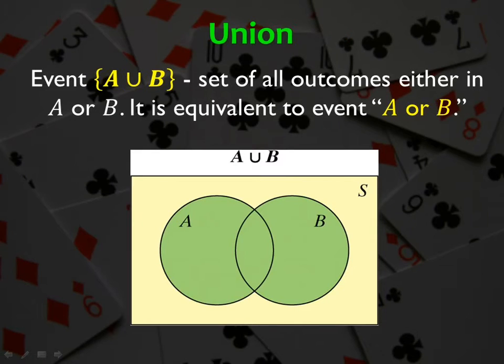So event A U B is the set of all outcomes either in A or B. It's equivalent to the event A or B. So this union symbol, that U, is the same as the word or. So when you think or, it doesn't mean A or B, but not both. It means in A, or in B, or in both. So keep that in mind. It's not truly literal. Or can be in either, or both, or all of the sets.